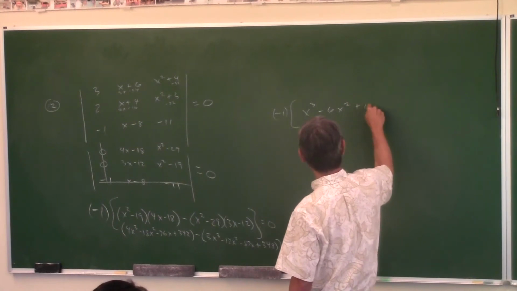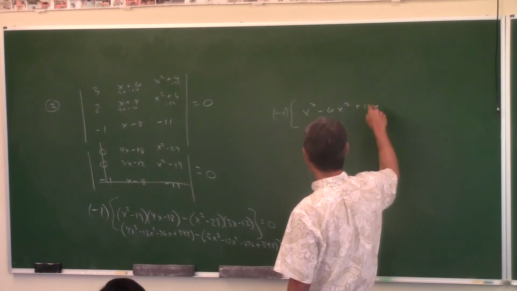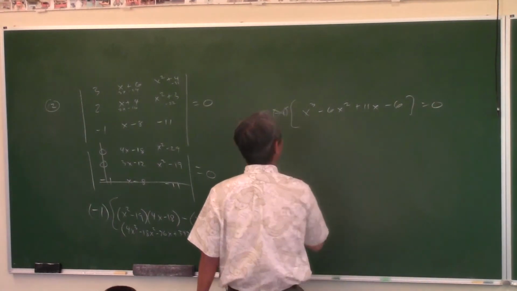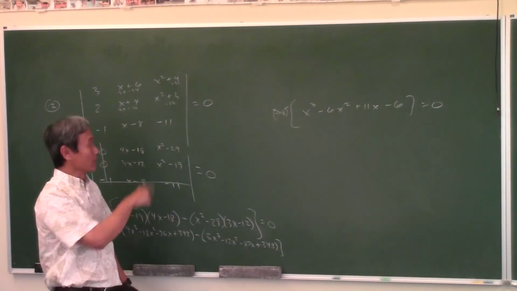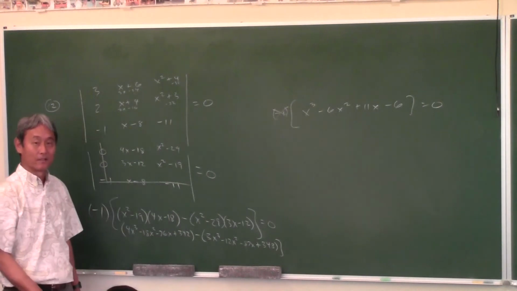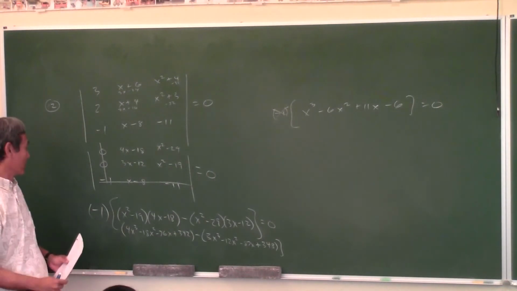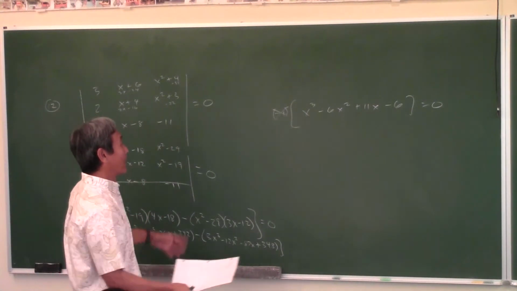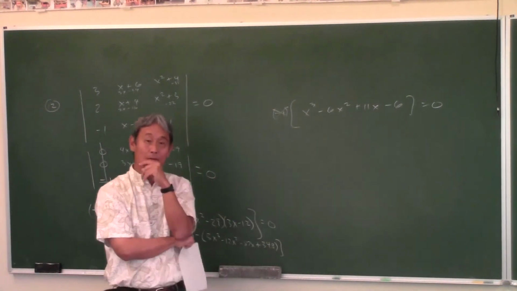Plus 11x minus 6 equals 0. Oh, so this negative 1 didn't even matter then, yeah? Because when you divide both sides by negative 1, it didn't even matter. So even if you forgot the negative sign, you just got lucky. Okay, now how do you solve cubic equations? We've been doing this the whole season.